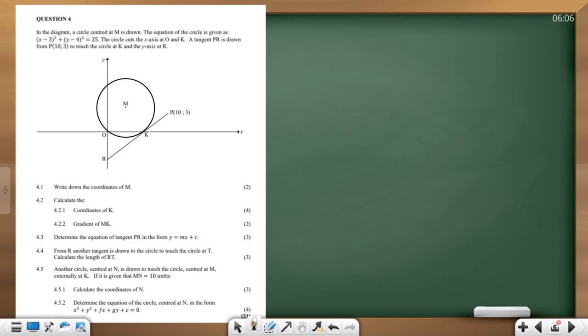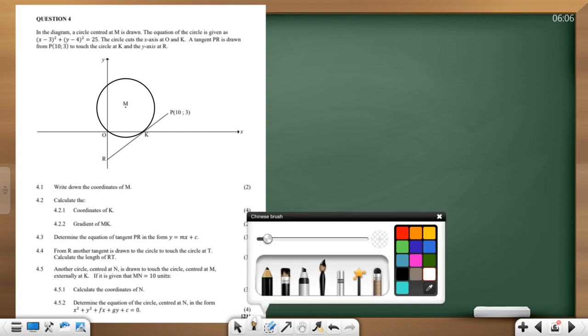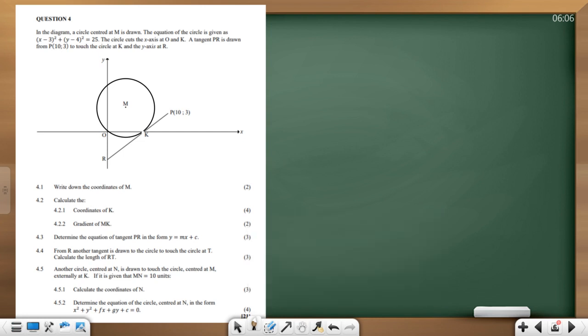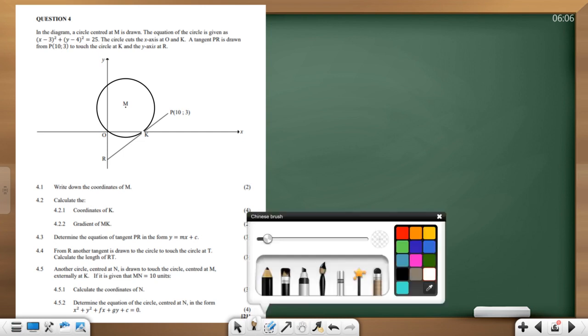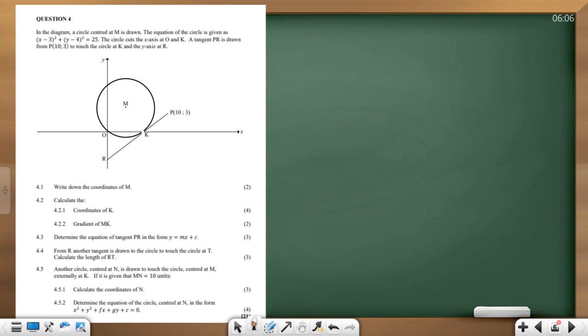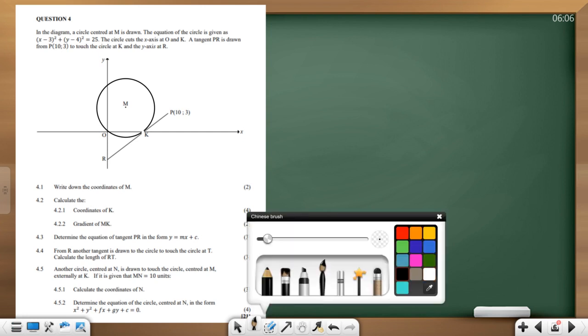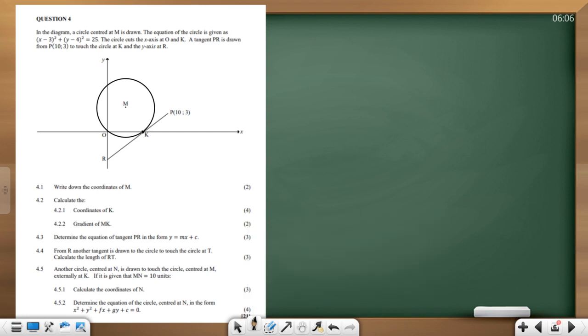In the diagram, a circle centered at M is drawn. The equation of the circle is given as (x minus 3) squared plus (y minus 4) squared equals 25. The circle cuts the x-axis at O and K. That actually should be a tangent, so I'm just using that black dot to close that little gap that is there. Okay, not very visible though. A tangent PR is drawn from P to touch the circle at K.